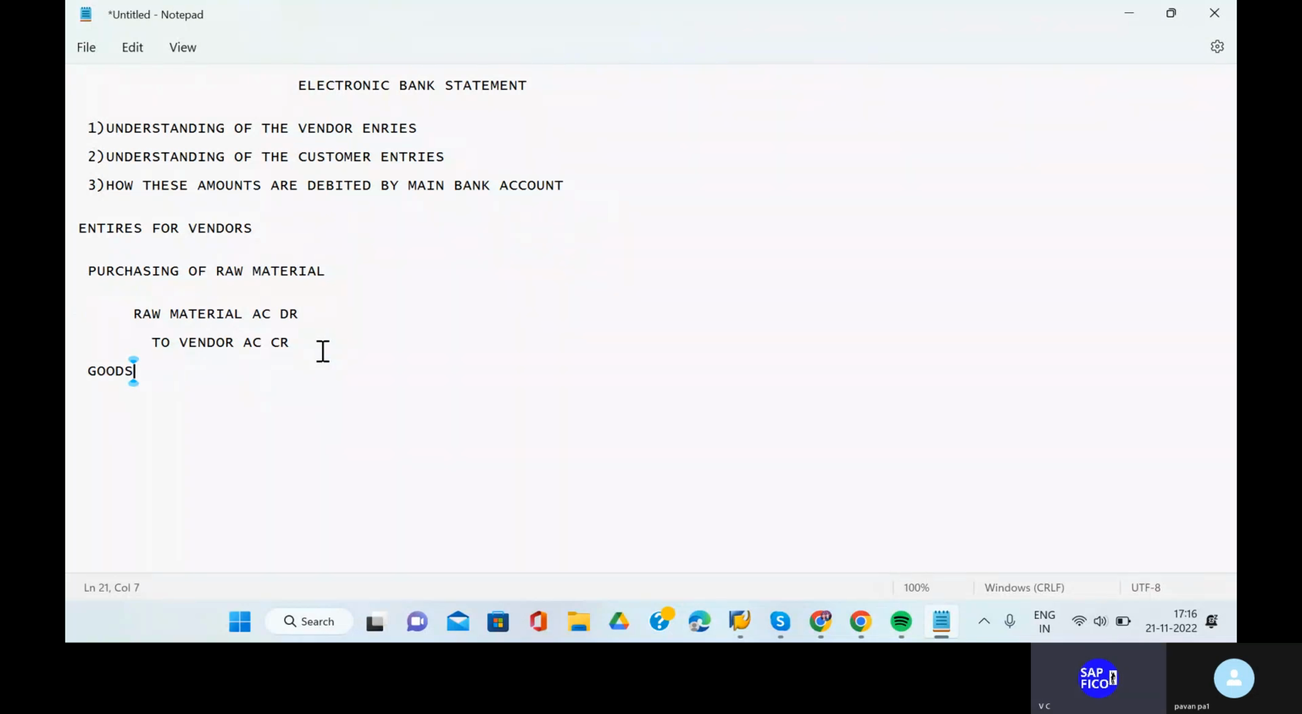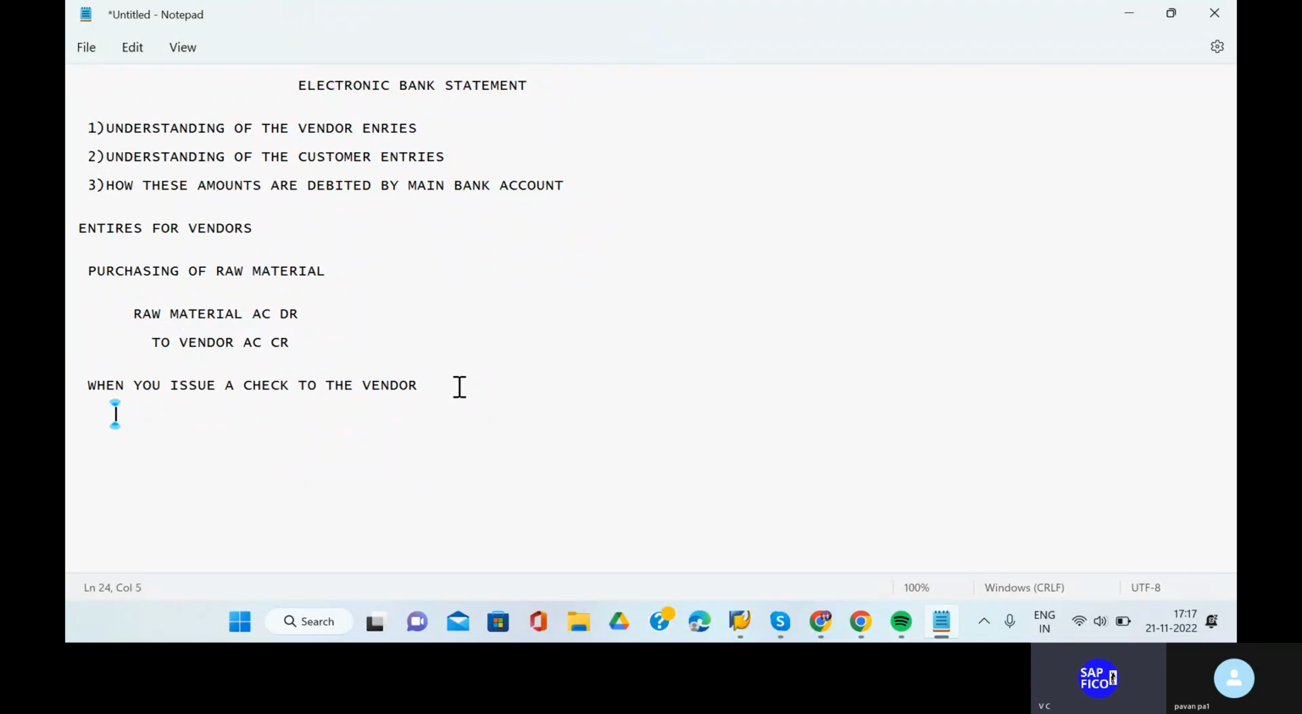Then next, when you issue a check to the vendor, what will be the ultimate thing? Suppose in your automatic payment program, you have given the checks. When you give the checks to the particular vendors, it has to cross the bank, and then automatically the bank will transfer the amount to the vendor. So when you pass the check to the vendor, yes, okay.